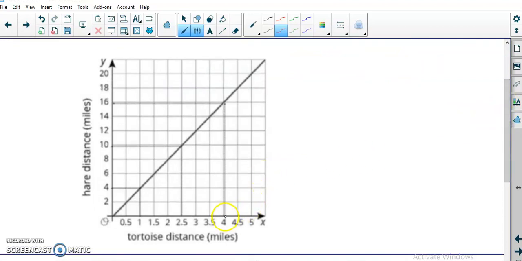So that means at 4, the hare has run 16, which is on this graph. And 4 is my x value. So 4 and 16 is a point that's going to be on this graph for sure. And I can actually see, using the points that were given to me, that 2.5 and 10 are on there, and so is 1 and 4.